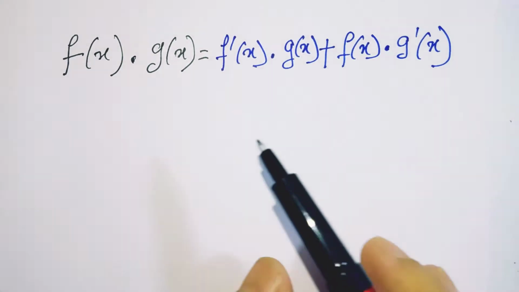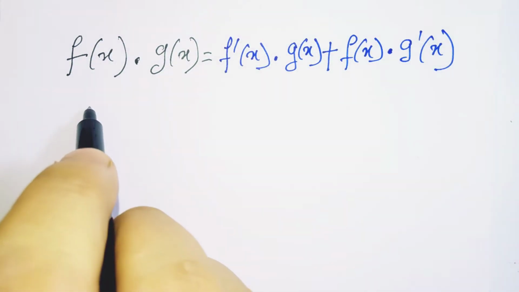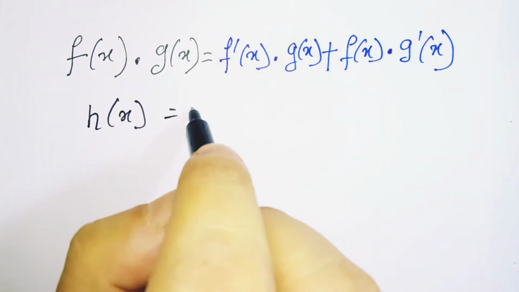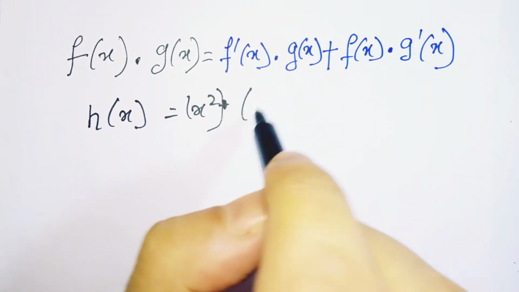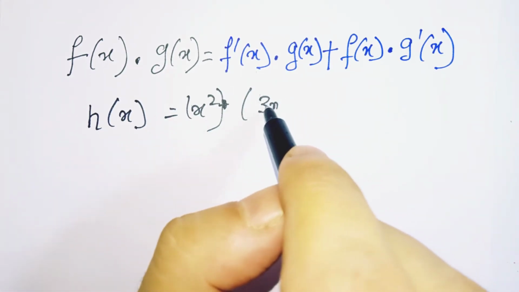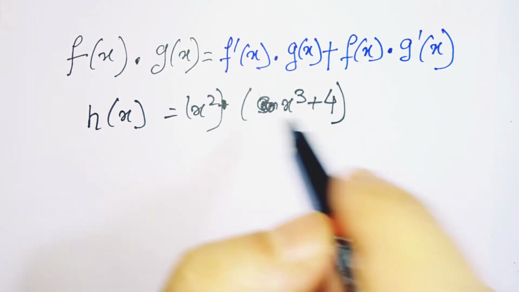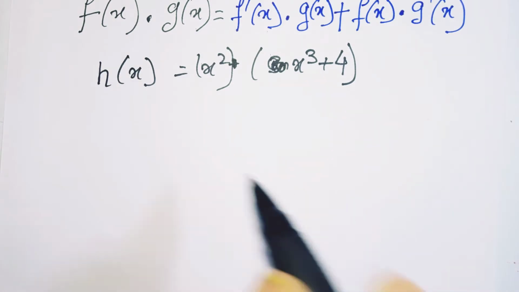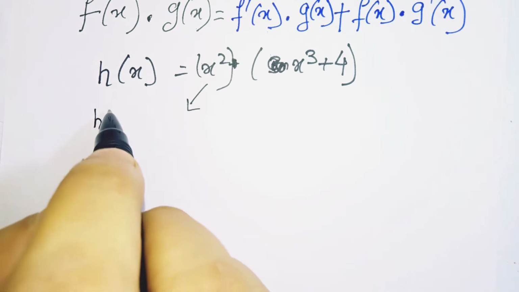Let's quickly see an example using this formula. For example, we have h of x equals x squared times x cubed plus 4. I'm sorry, it would be x squared, then x cubed plus 4. So we are going to use the product rule. We take this part first, so I will write h prime of x.